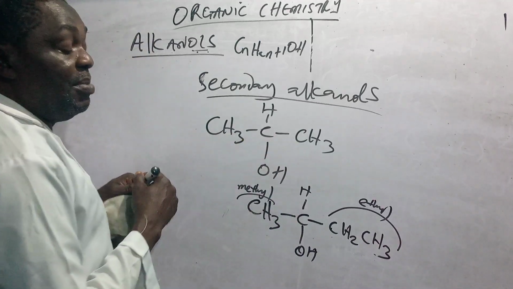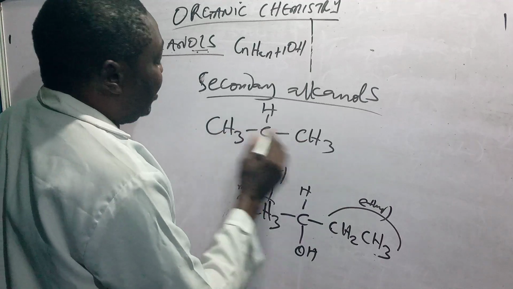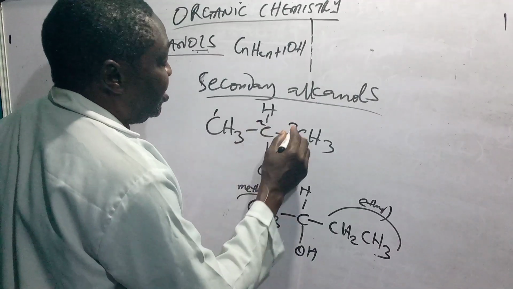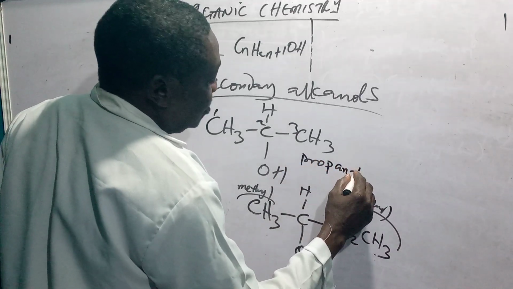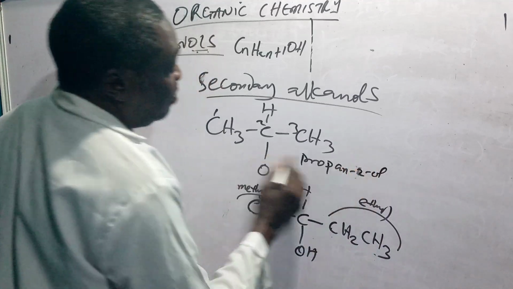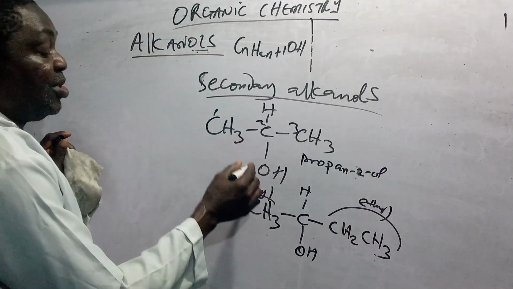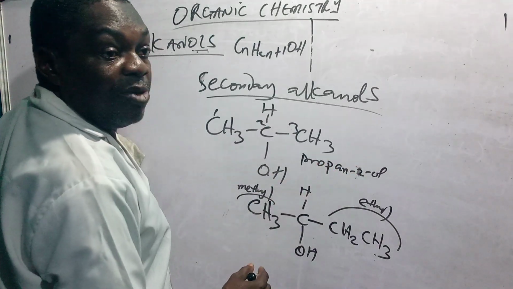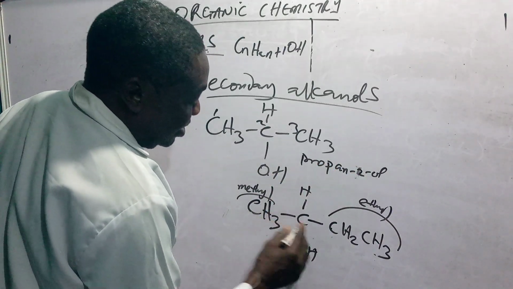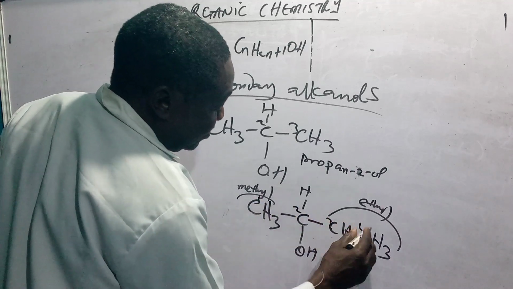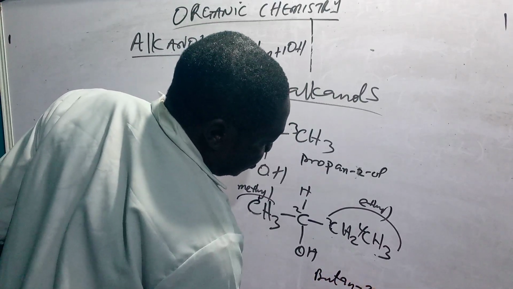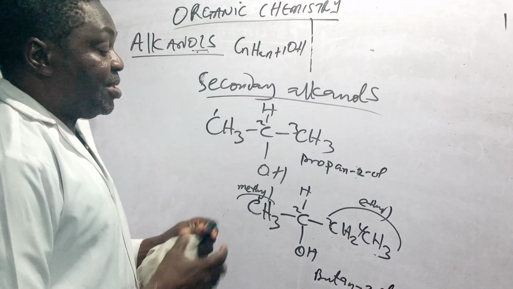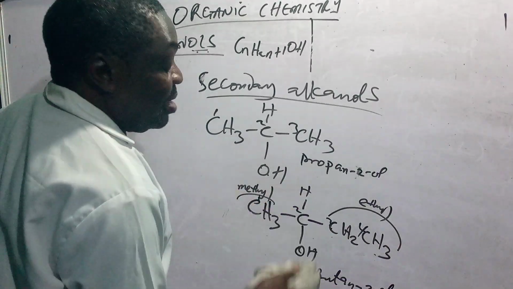The same thing with this, but naming them will differ. You count the number of carbon atoms from the side nearest to the functional group: 1, 2, 3. So this is propan-2-ol. All of them are propanols, but you have to show where the OH group is by naming them using the IUPAC format. Then for this one, start from the side nearest to the OH group: 1, 2, 3, 4. Butan-2-ol. So these are known as secondary alkanols. You have propan-2-ol, butan-2-ol. They may be longer, but the important thing is that two alkyl groups are attached to the carbon atom carrying the functional group.